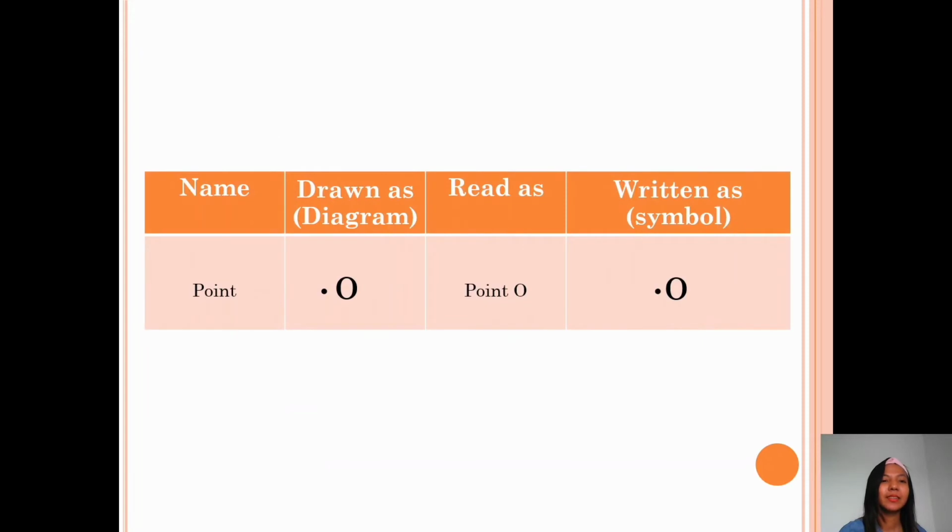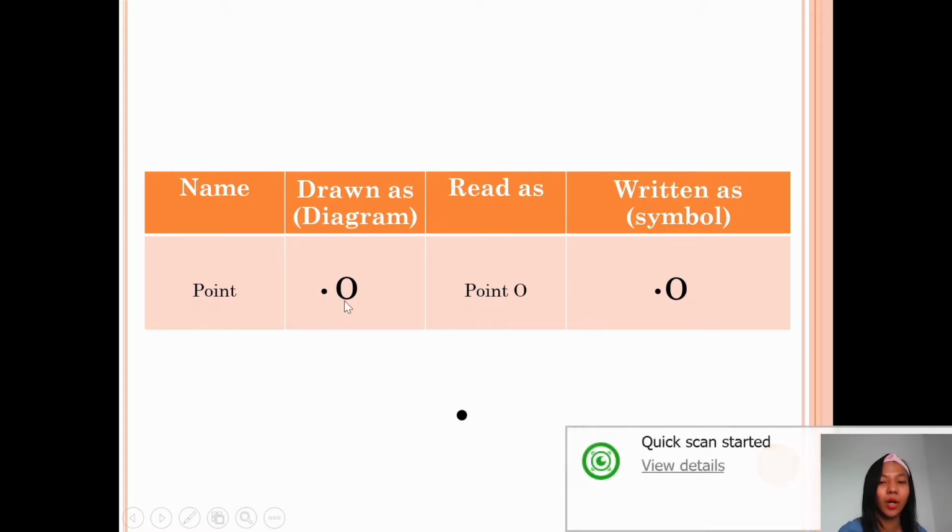So first is a point. A point looks like this one, like a dot. It is drawn as this example point. For example, we have point O. It is read as point O. Again, can you read this diagram? Point O.